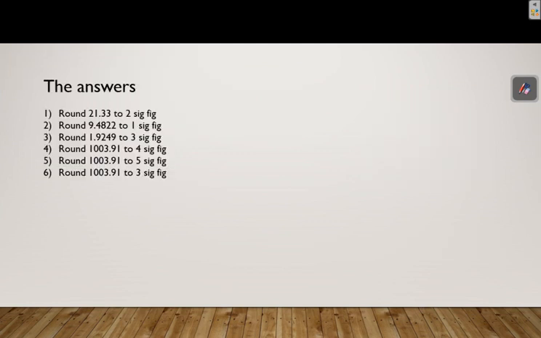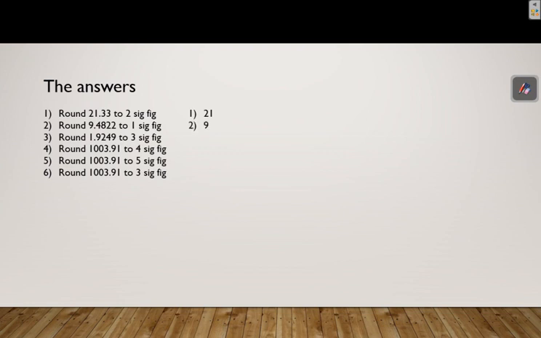Okay, hopefully you actually listened to the instructions and you did these, and we are going to go over the solutions here. So 2 sig figs, 21.33, we're looking for only 2 digits. That 3 will not round that 1 up, and therefore it becomes 21. Number 2. 1 sig fig, so we're looking at that 4. Is it going to change the 9? No, so it stays a 9.